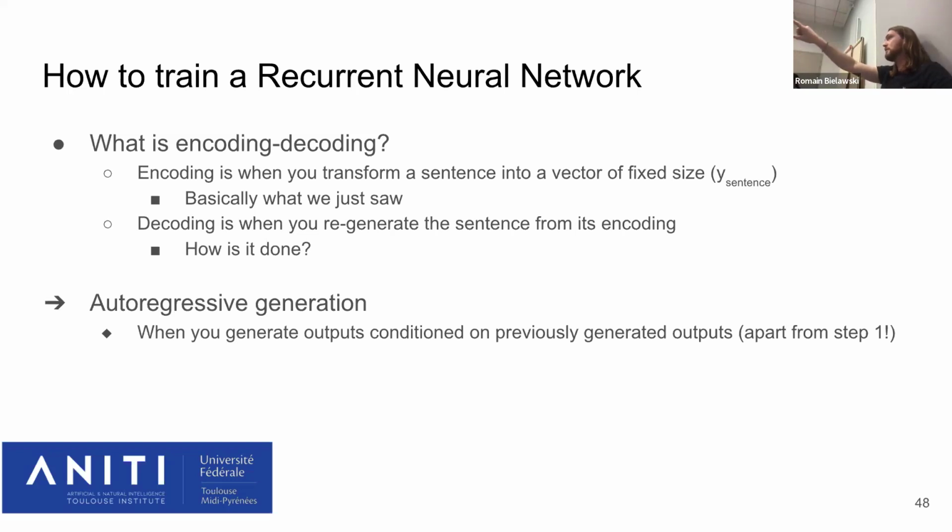And the autoregressive generation is when you generate an output based on the previous output that you generated. So basically, you're going to be recurrent, but in the generative domain. You generate a word, and then the second word that you generate is going to be based on the first word that you generated. And then if you have generated n words, the n plus 1 is going to be based on all the previous words. But as in the encoding part, the step 1 is initialized in a certain way, right?